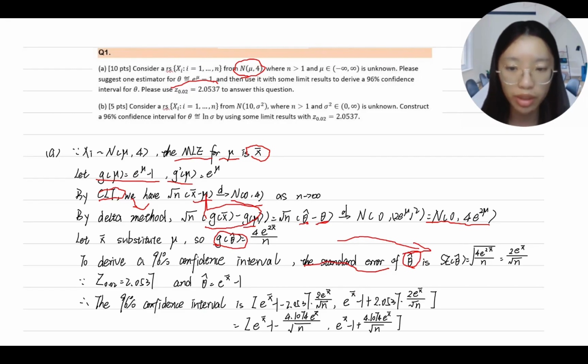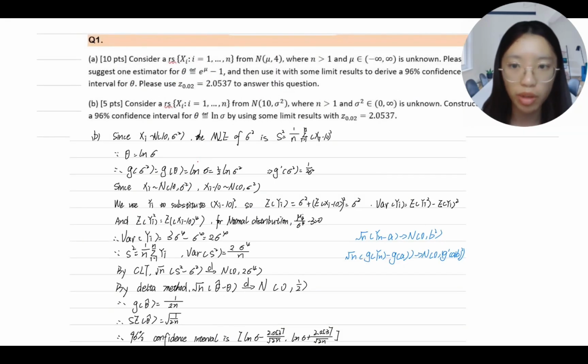So now we can get the confidence interval, and we can divide it into two parts. The first part is the expression of theta bar, just using the definitions. And the second part is the standard error multiplied by the exact 0.02 value, and then this is the confidence interval.